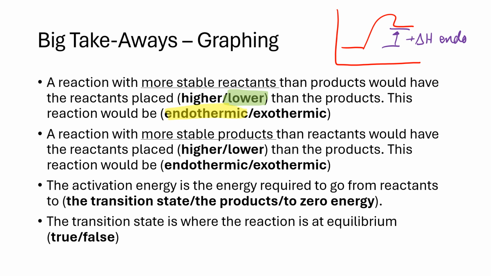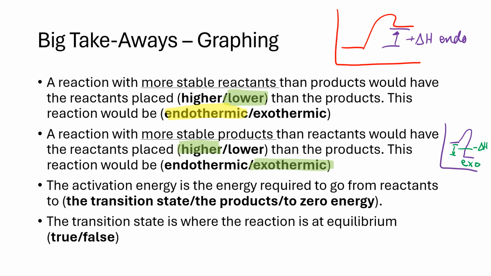Now, if we have more stable products than reactants, how would that look? We have more stable products than reactants. We're looking at something like this. Here's our delta H. This is a negative delta H, exothermic. So let's review our statements here. A reaction with more stable products than reactants would have reactants that are placed higher than the products, and this reaction would be exothermic. So if reading the statement doesn't make sense to you, that's okay. Draw yourself a little graph to represent that idea, and that might make more sense.